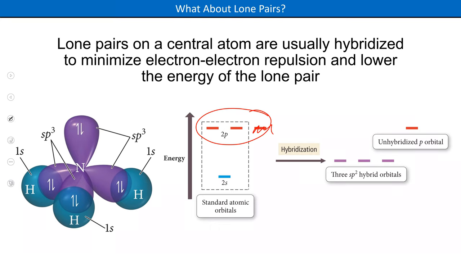And instead, just mix together the 2s and the 2p. So instead of having an sp3 hybridization, we get sp2. And then we have a leftover p orbital that's all by itself. And the reason this is helpful is because that's how you make a pi bond.